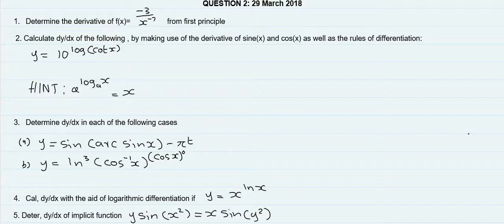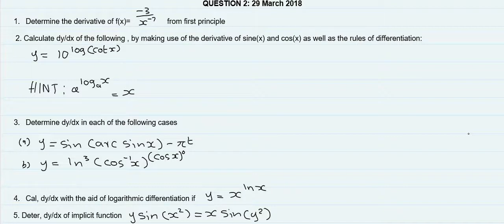Number 2, calculate dy over dx of the following by making use of the derivative of sin x and cos x, as well as the rules of differentiation. y equals log to exponent log of cot x. Hint: a to exponent log of base a of x equals x.